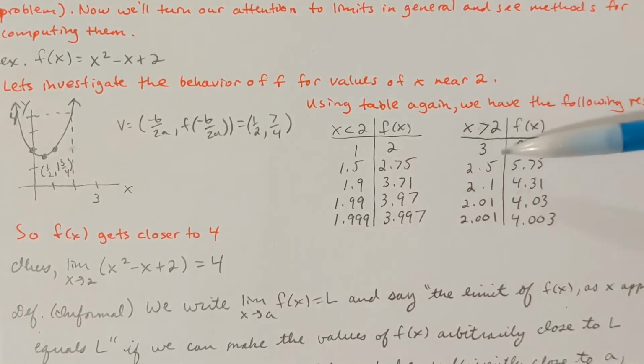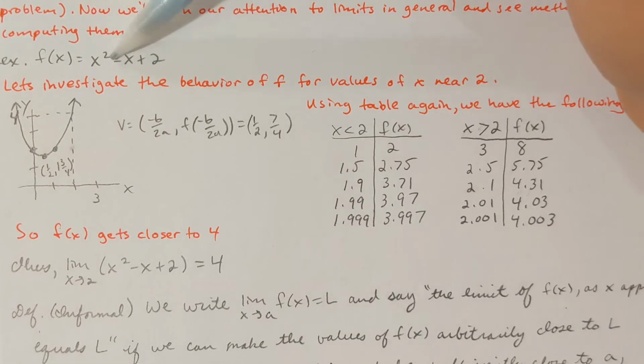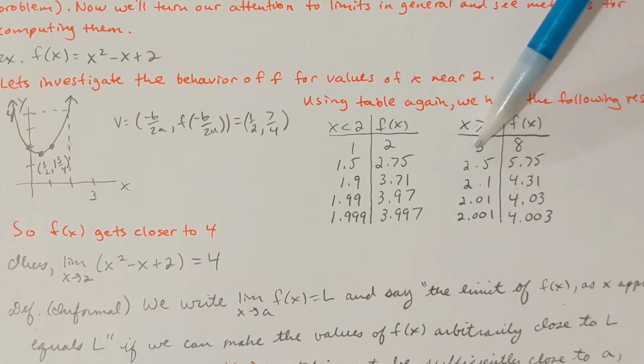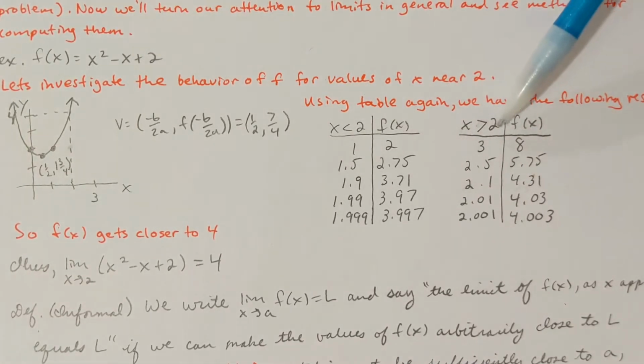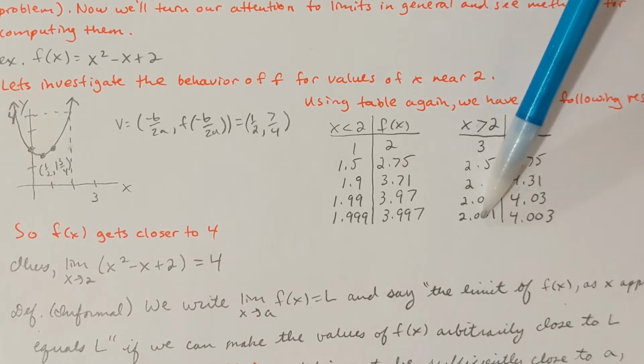And then I'm selecting values that are now bigger than 2. Like if x is 3, 3 squared is 9, minus 3 is 6, plus 2 is 8. If x is 2.5, you can plug that in, and I'm getting 5.75. And I'm getting closer and closer to 2.